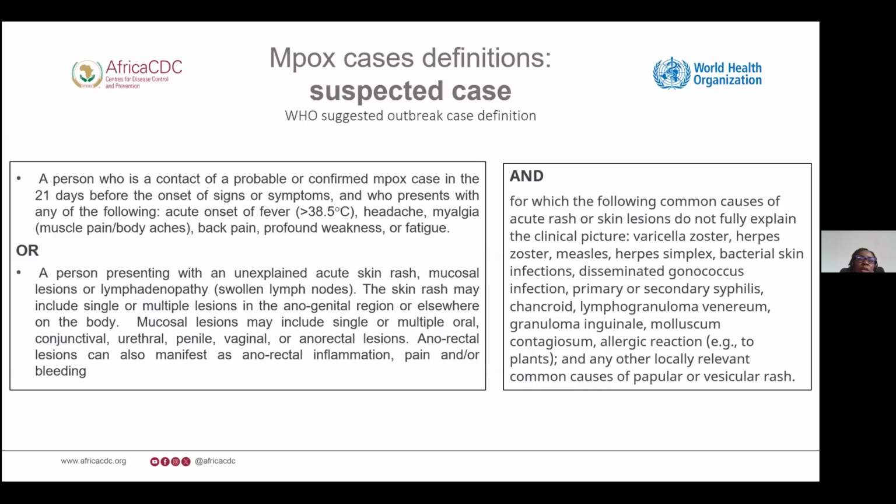There are two trends. Either it is a person who is in contact with a probable or confirmed Mpox case in the 21 days before the onset of signs and symptoms, and who presents any of the following: acute onset of fever, headache, myalgia, back pain, profound weakness or fatigue, or a person presenting with an unexplained acute skin rash, mucosal lesions, or lymphadenopathy. The skin rash can include single or multiple lesions in the anogenital region. Mucosal lesions may also include single or multiple oral, conjunctival, urethral, penile, vaginal, or anorectal lesions. Anorectal lesions can also manifest as anorectal inflammation, pain, and bleeding.